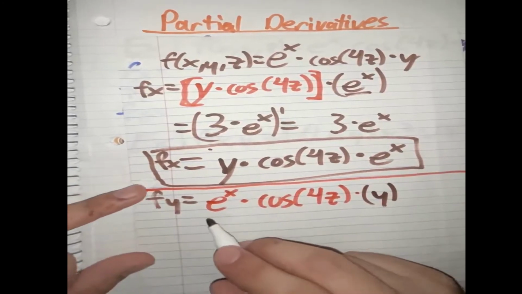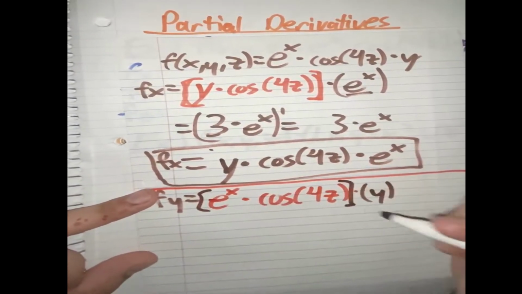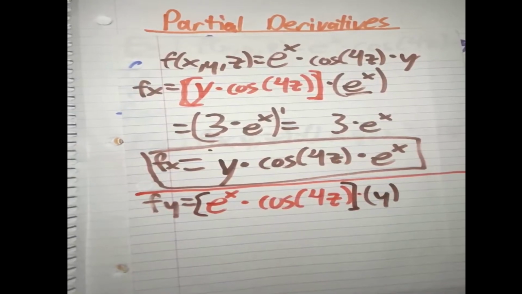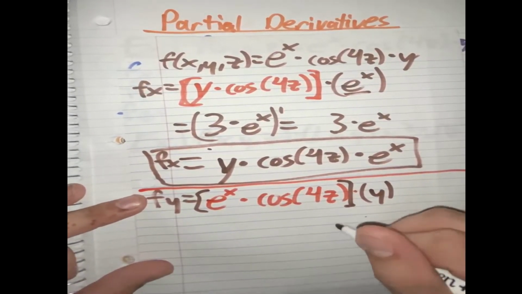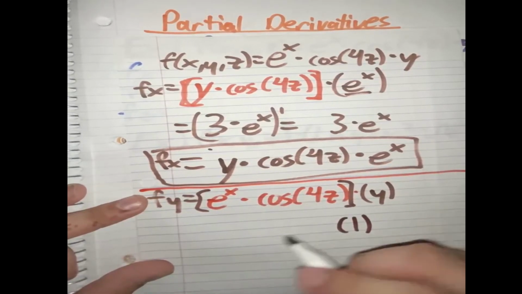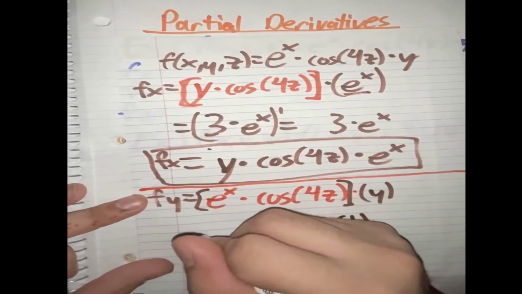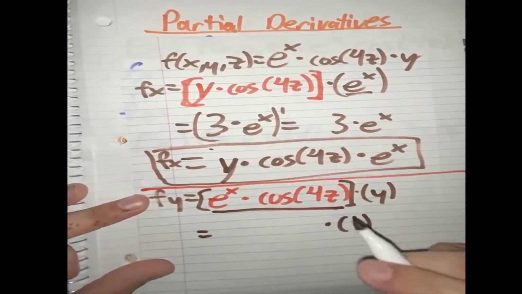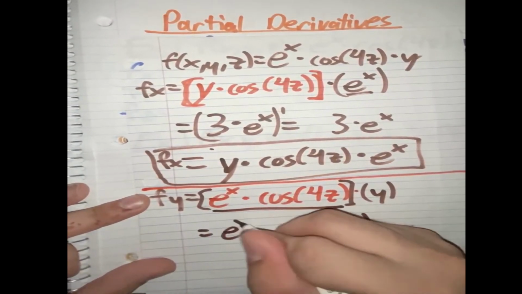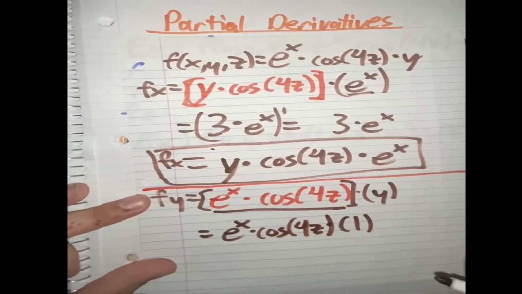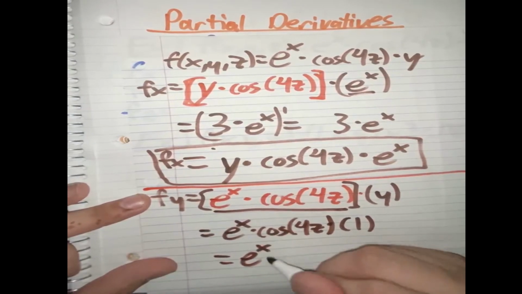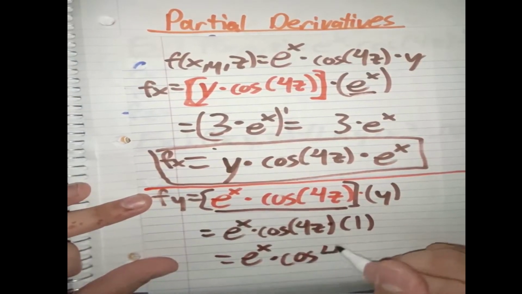So similarly, all this right here is simply a constant. So to take the derivative of this, we're just going to take the derivative of y. So what's the derivative of y with respect to y? It's equal to 1 times the constant in front of it. We're just going to treat this as a constant. So it's e to the x times cosine of 4z.